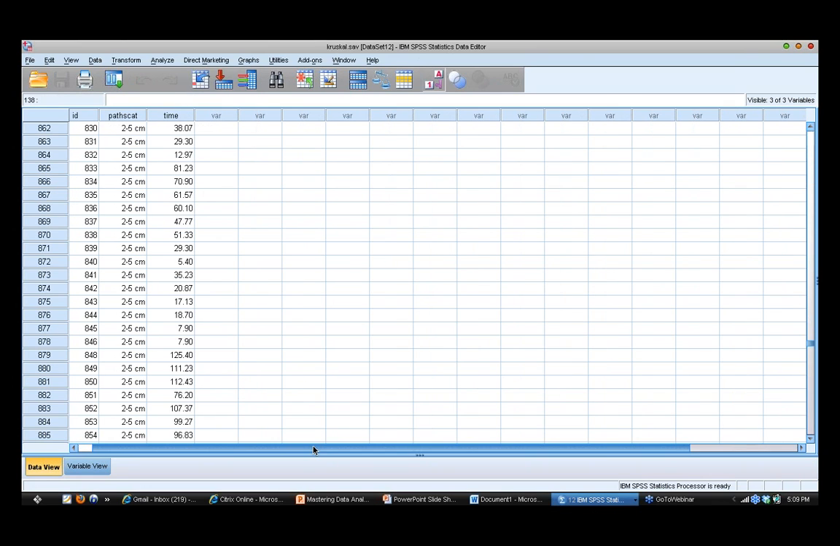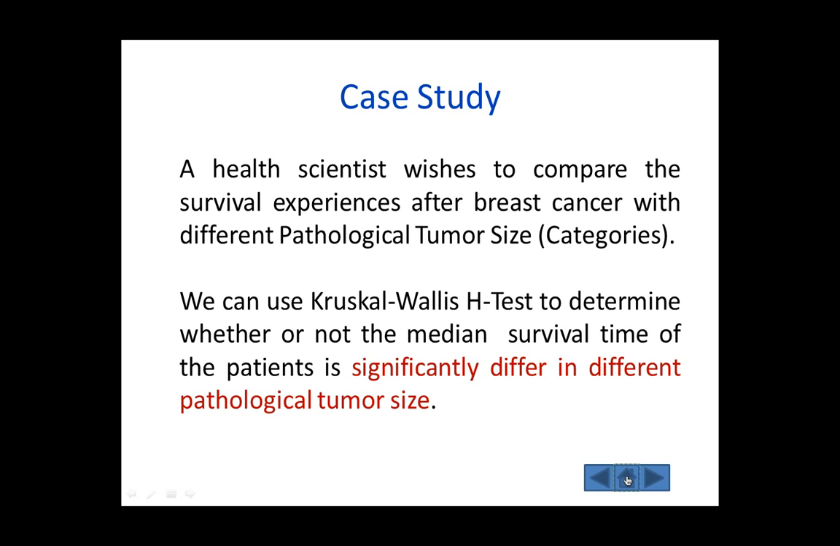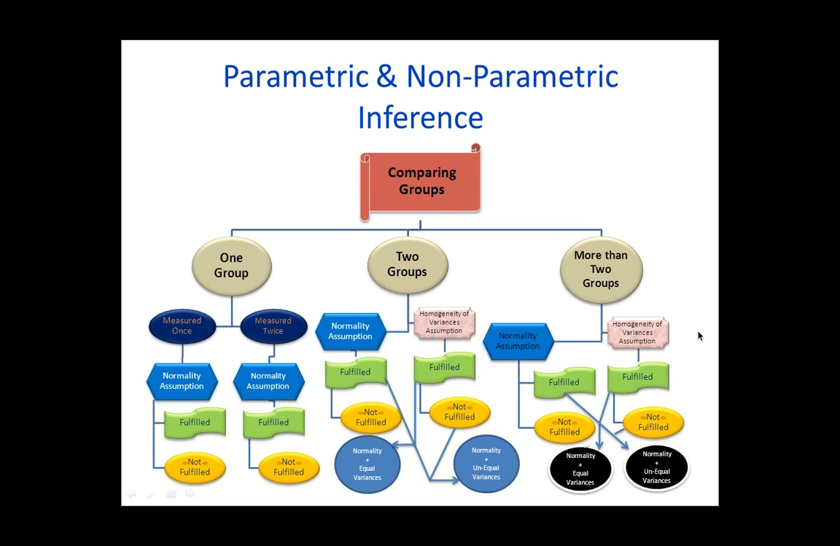So let me wrap up the topic. And this is, you can say, the whole roadmap for the statistical inference which deals with comparison of groups. First, look at it: you have one group measured once or twice. If one group is measured once, check the normality assumption. If the normality assumption is there, apply the one sample t-test. If the normality assumption is not there, then go for the non-parametric binomial sign test.